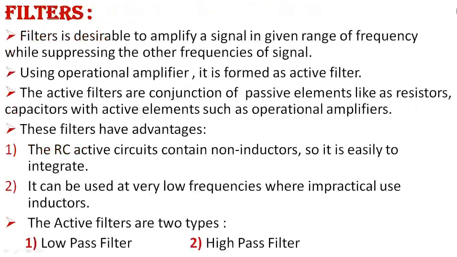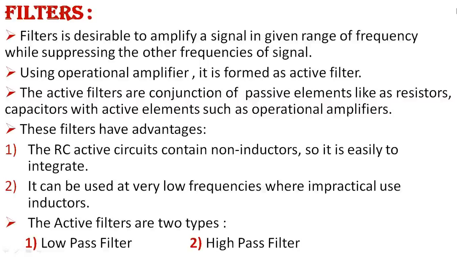Now the next concept is the filter. A filter is a device to remove unwanted signals. A filter is desirable to amplify a signal in a given range of frequency while suppressing other frequencies of the signal. Using an operational amplifier, the filter is formed as an active filter. Active filters are a combination of passive elements such as resistors and capacitors with an active element such as an operational amplifier. So using an operational amplifier, filters have some advantages.